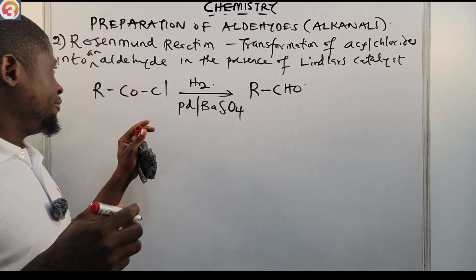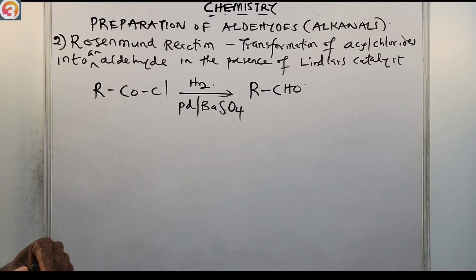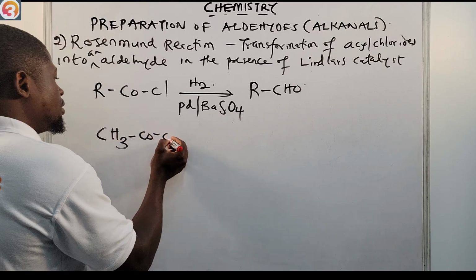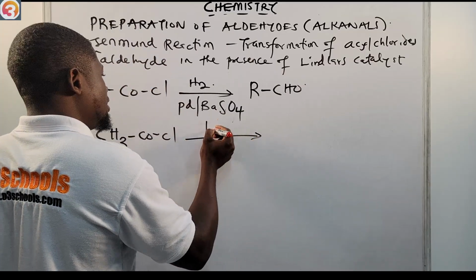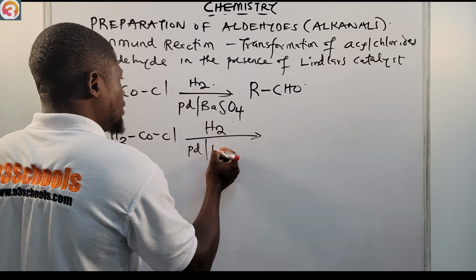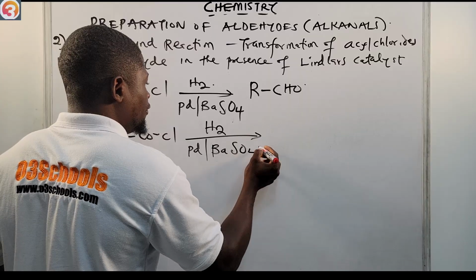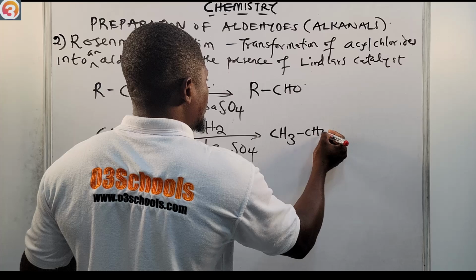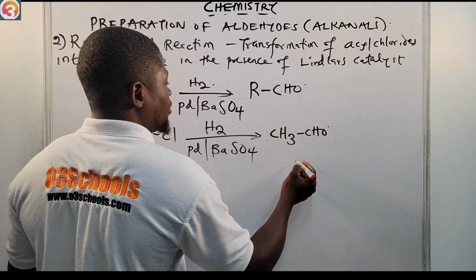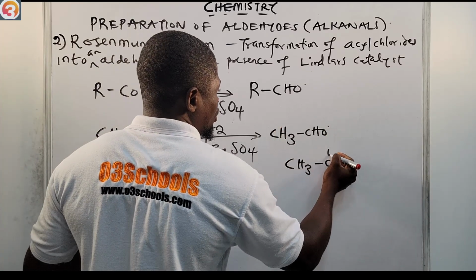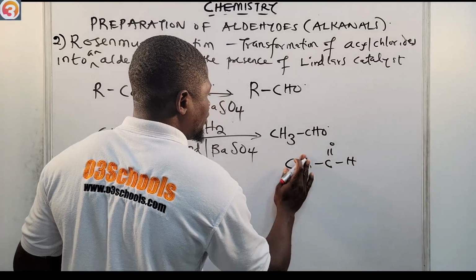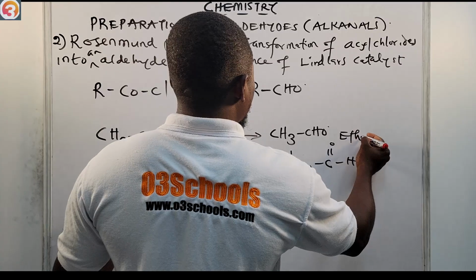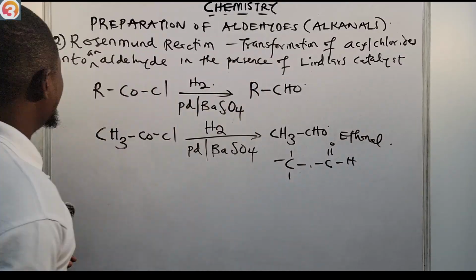If, for example, our R here is a methyl group, let us see. I'm going to have CH3COCl. Because it's a direct transformation, the same conditions, Pd/BaSO4. What will they give to us here? CH3CHO. This can be written like this, or you say CH3C double bonded to OH, or you can draw the full structure like this. So this is our ethanal.